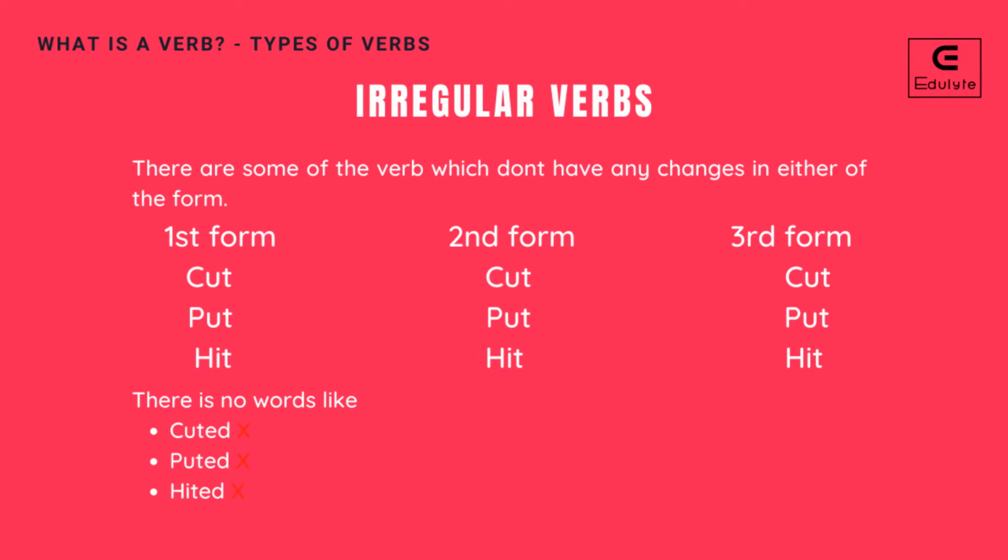There are certain verbs which do not have any change in any of the forms. Cut, cut, cut. Put, put, put. Hit, hit, hit. There is no word like cutted, putted or hitted.